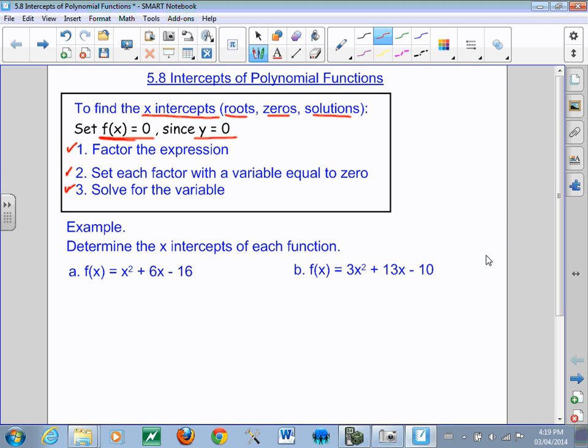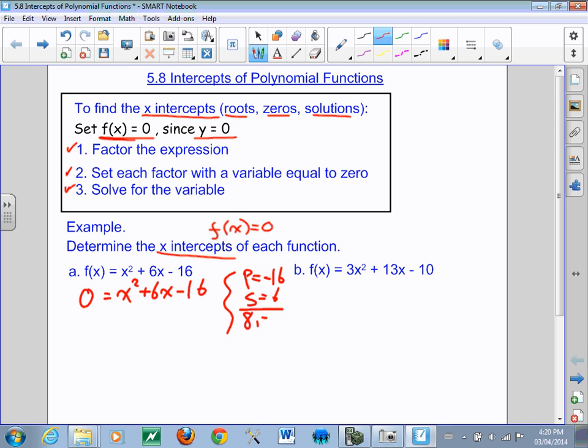All right, so it says, example, determine the x-intercepts. That means f of x equals 0. So I'm going to go 0 equals x squared plus 6x minus 16. Then I'm going to factor. So again, this is trinomial factoring. So you've got product equals negative 16, sum equals 6. Taking a look at our two factors, you should realize it's 8 and negative 2. So you have 0 equals (x plus 8)(x minus 2).